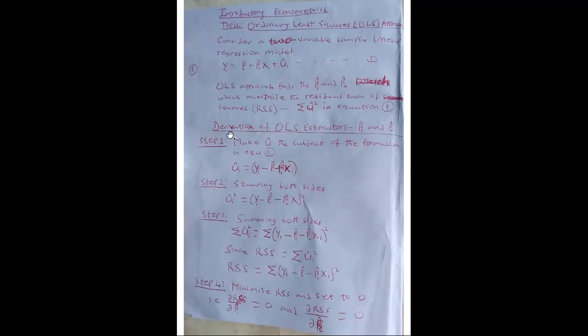So now let's show how to derive the OLS estimators, that is, beta 1 hat and beta 2 hat. Step 1: make u hat the subject of the formula in equation 1. If we do that, we have u hat equals y minus beta 1 hat minus beta 2 hat x. We can put this in brackets.